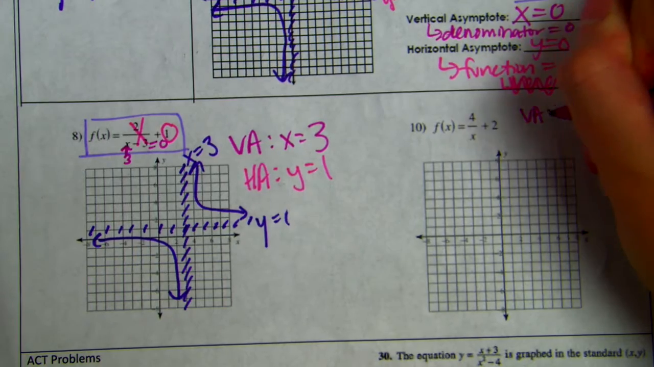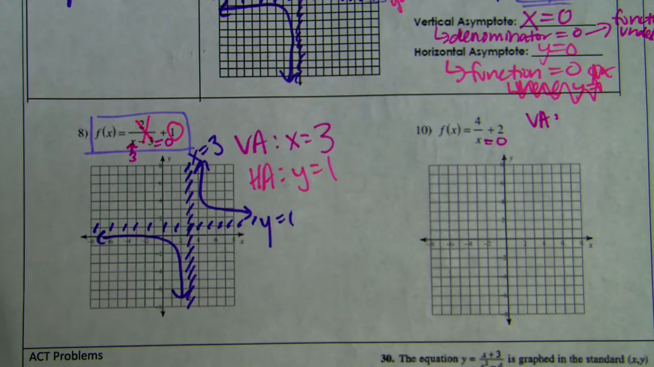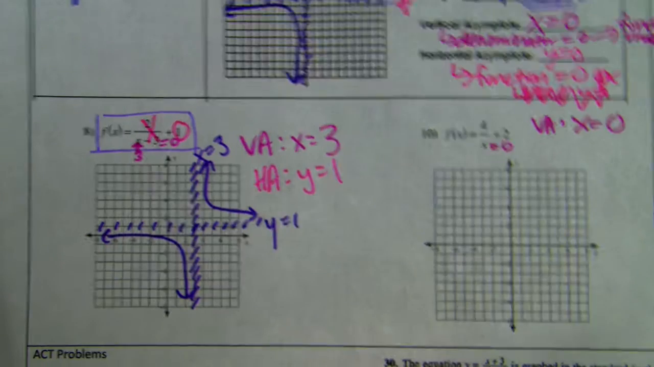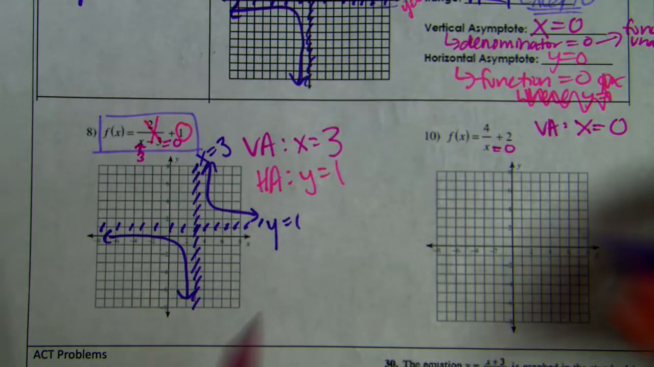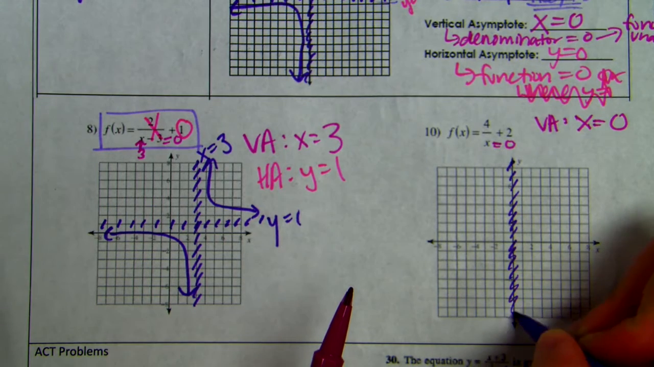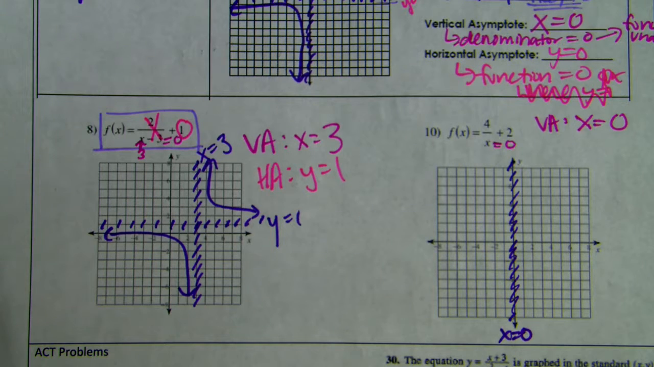So looking at our vertical asymptote, remember that's where our denominator equals 0. So here it's just 4 over x, so when is our denominator going to equal 0? When x equals 0. So my line for my vertical asymptote is going to be x equals 0. I, for my graph, am going to draw these lines through my vertical asymptote, which is the line x equals 0. Good. Moving on to the horizontal asymptote.